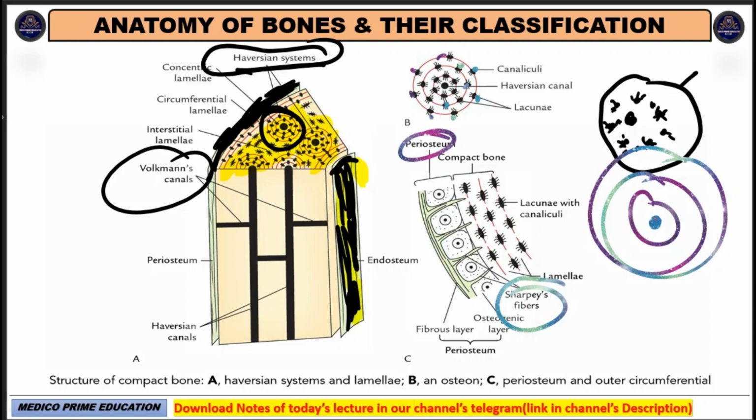One more thing here: the periosteum has two layers, a fibrous layer and an osteogenic layer. So this is the osteogenic layer, and in between you can see the surface fibers also. Some of the fibers extend into the compact bone and form the fibers known as surface fibers. You have to make this diagram in your exam if you are writing the long question.